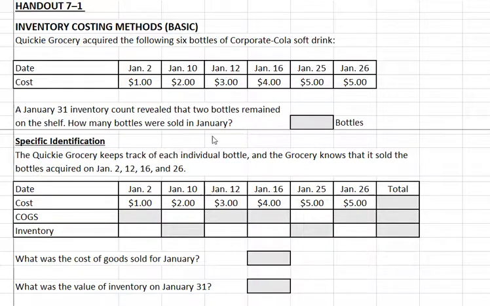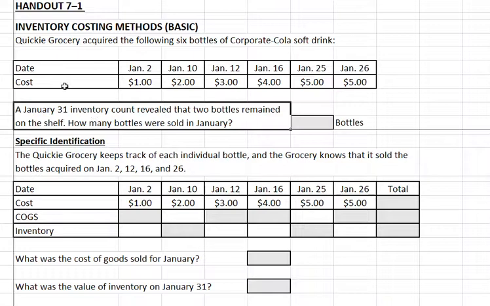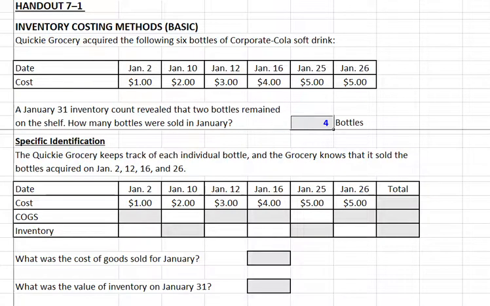It acquired 1 bottle on January 2nd, another bottle on January 10th, another one January 12th, 16th, 25th, and 26th. And notice Quickie paid different prices for those bottles of cola. So altogether, Quickie acquired 6 bottles of cola. And at the end of January 31, a count reveals that only 2 bottles remain. So if we acquired 6 bottles and only 2 bottles remain, the difference of 4 bottles is the number of bottles we sold.